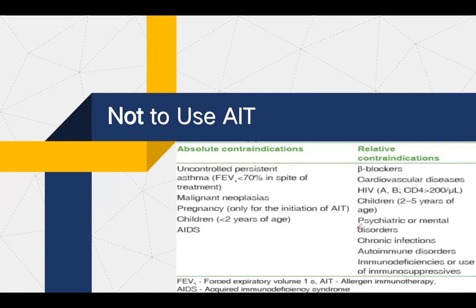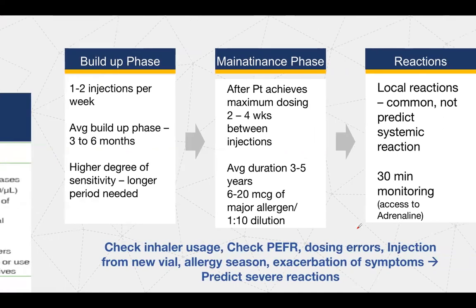The children suffering from allergic disease, but age group between 2 to 5 years. So that is a relative contraindication, not an absolute contraindication. Depending on some other factors, we can decide whether the patient will take allergen immunotherapy or not. Some psychiatric or mental disorder, patient suffering from chronic infections, autoimmune disorder, immunodeficiencies, or use of some immune suppressives. These all are relative contraindications to allergen immunotherapy.